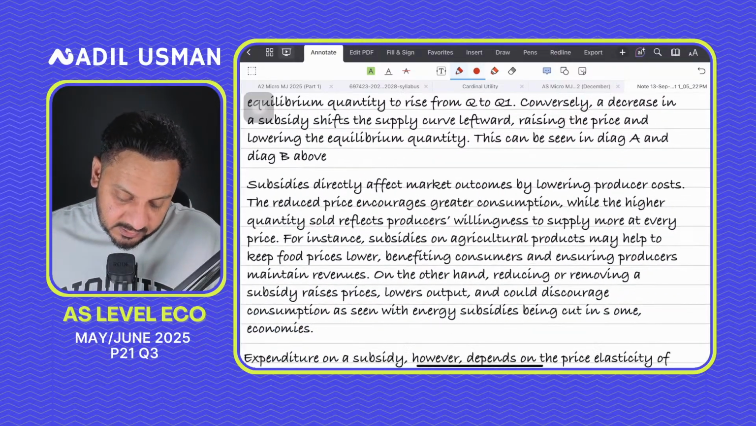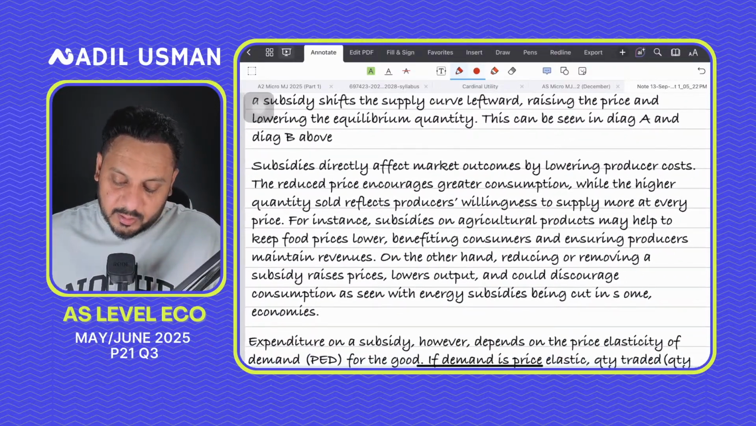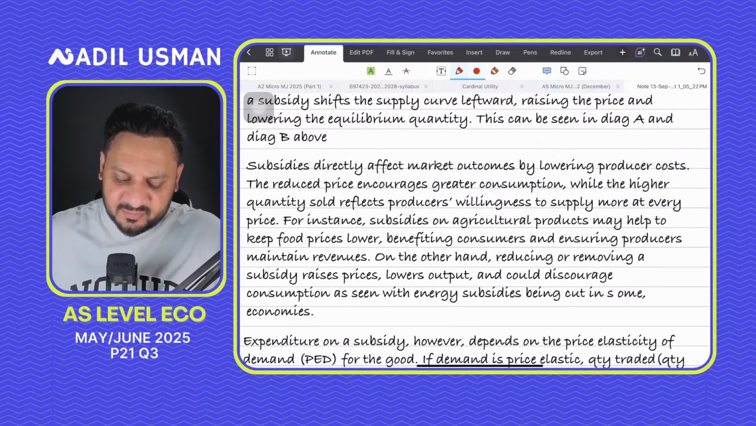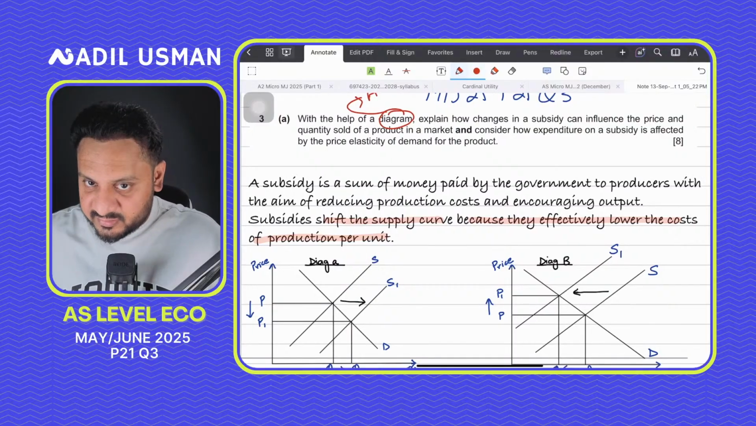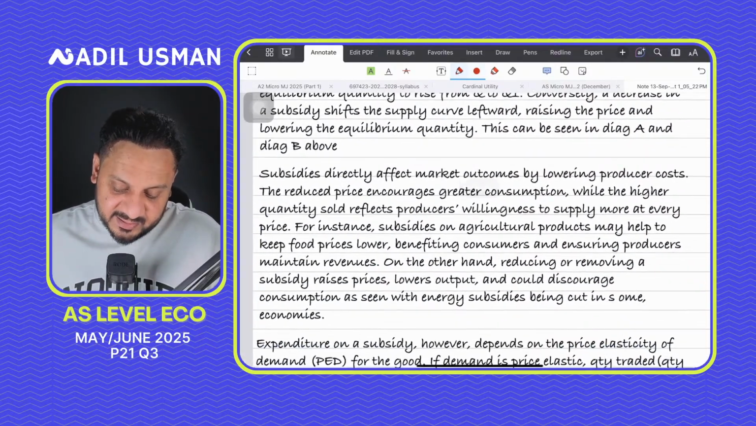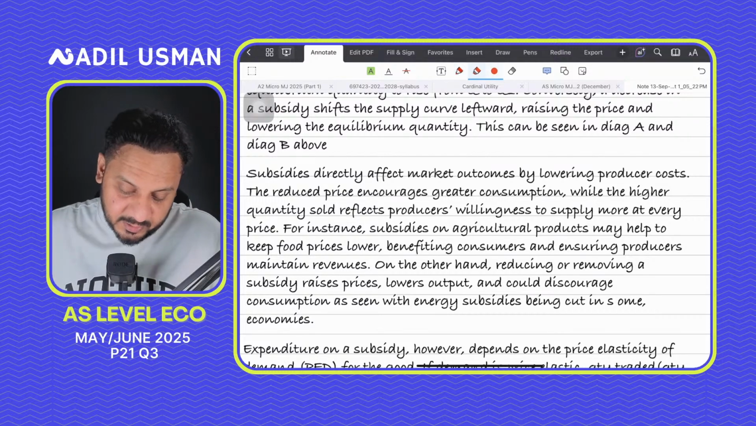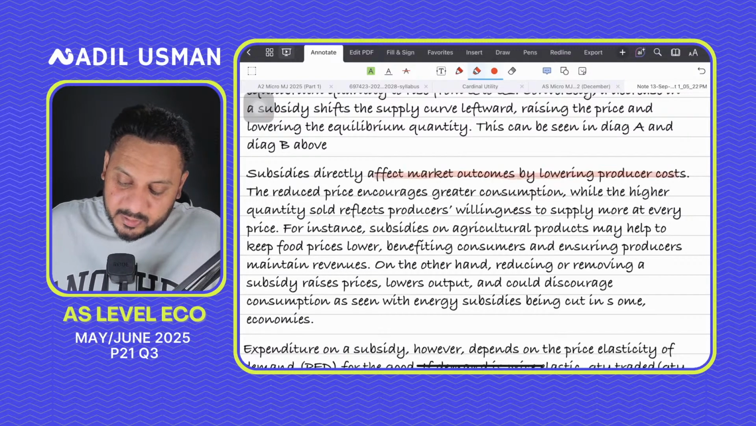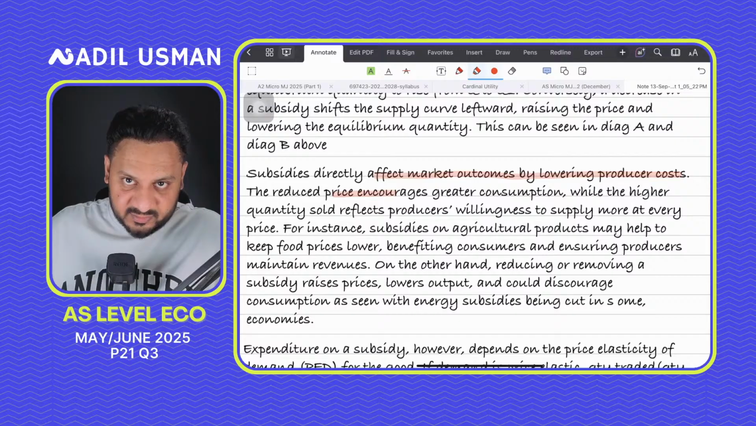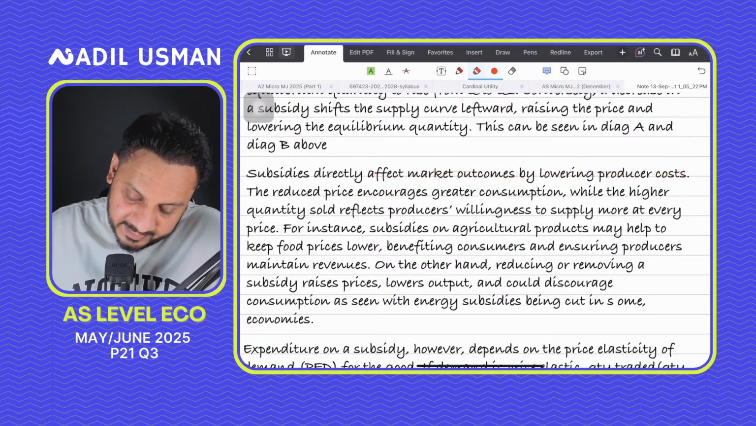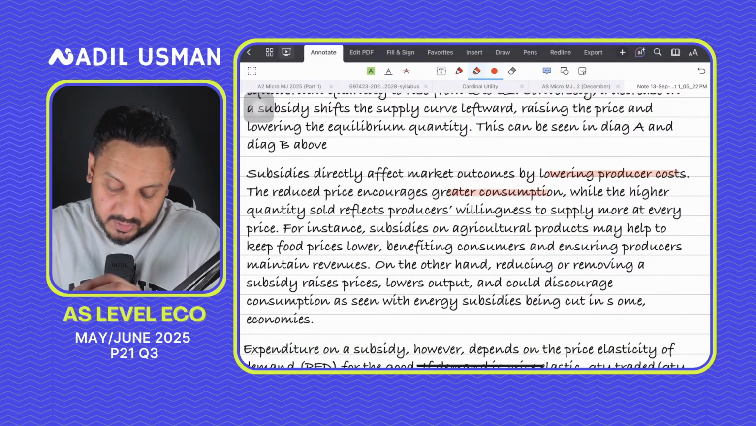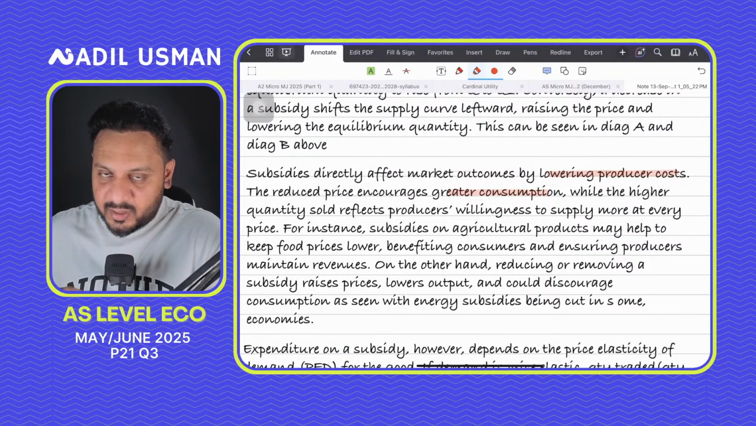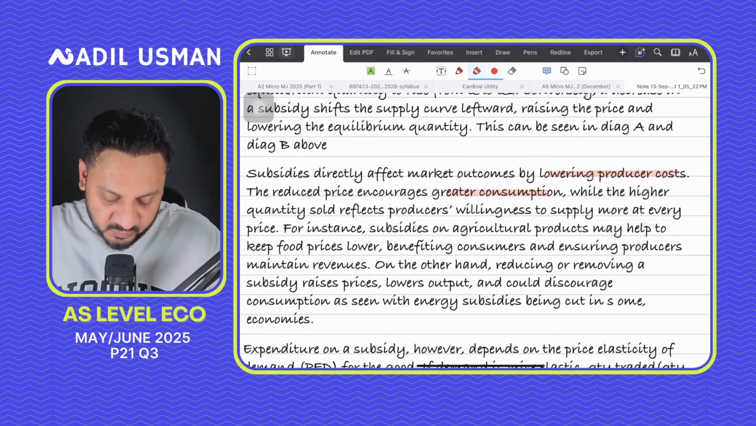Now here you need to explain the process, because the question was asking you to explain how the changes happen. So now the explanation, the analysis part kicks in. You will say that subsidies directly affect market outcomes. This is the analysis part. It affects market outcomes by lowering producers' cost, and the lower price encourages greater consumption. Higher quantity sold reflects producers' willingness to supply more at every price, and that is exactly where the supply curve shifts outwards.